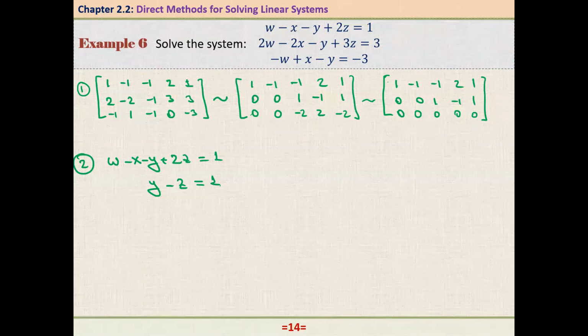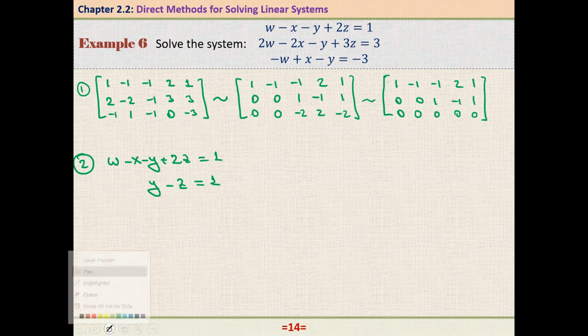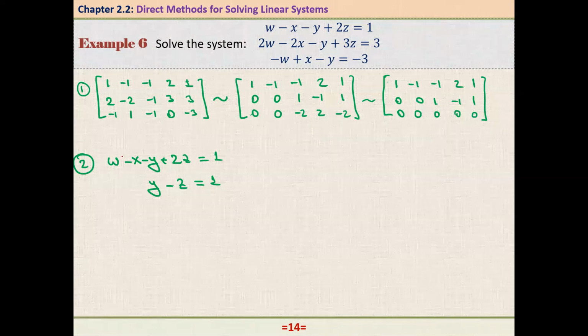Okay, so in this case, the leading variables are W and Y. Why? Because as you see here, in the first equation we have W. That is a leading entry. And how about here in the second row, right? That is a leading entry. So here the leading variable is Y. And the others are, what is it?